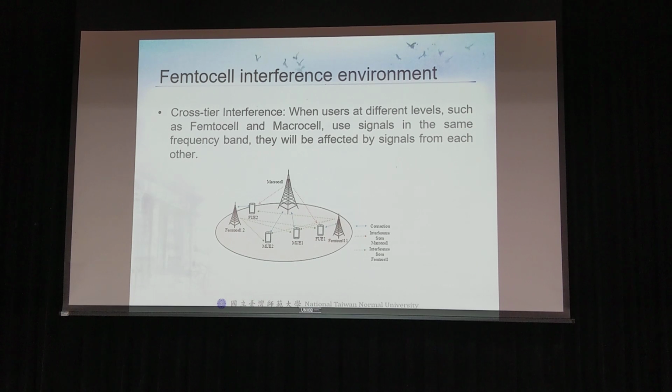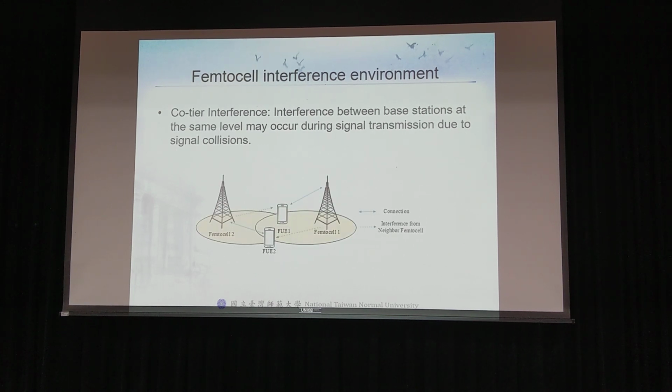And the final one is the interference environment. There are two kinds of interference environment. The first one is cross-tier interference. When users are on different layers, for example the macrocell and the femtocell, the interference goes from the upper layer to the lower layer. And the next one is co-tier interference. The interference occurs on the same layer, just like a femtocell can interfere with its neighbor femtocell.